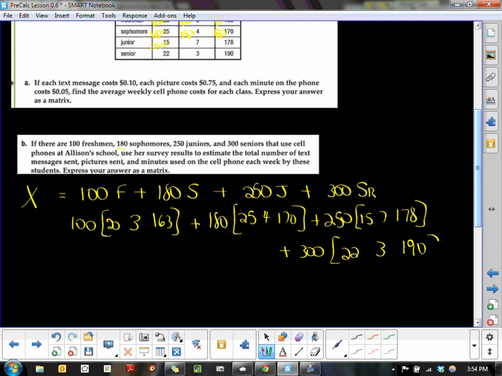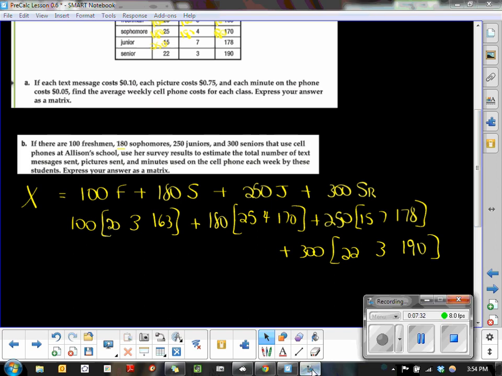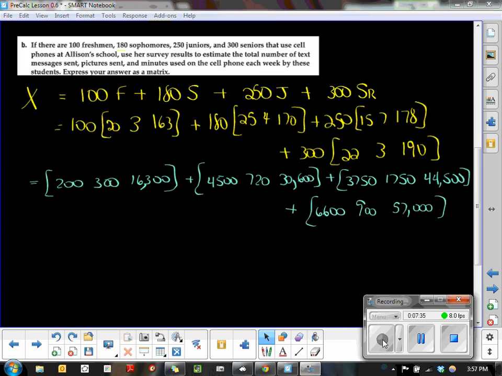and 190. So we're going to do our scalar multiplication. We're going to then add them all up, and we're going to see our total usage in terms of how many texts, pictures, and minutes used. I'll do those calculations, come back.